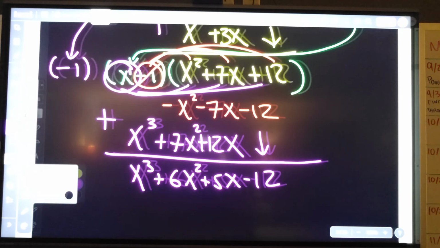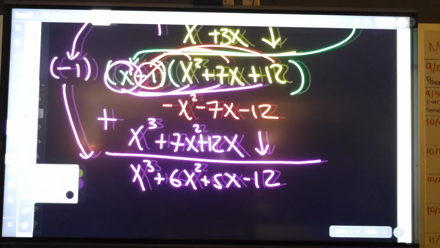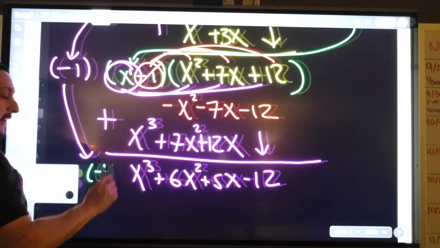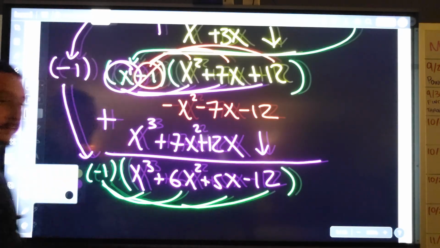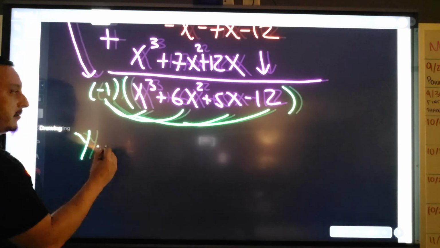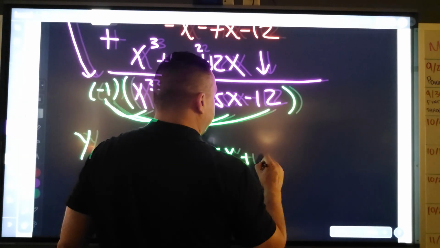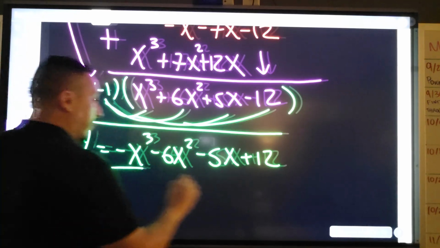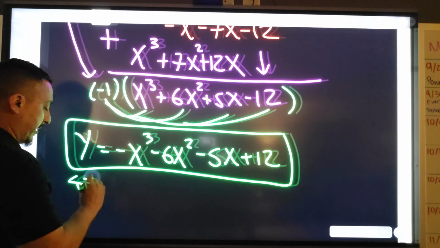When you're doing these, you get so caught up in all the distributing and the adding, it is very easy to forget that I still have that -1 in the front. So don't forget about it. I'm going to take that final answer and multiply it times -1. And so I'm actually done. Y equals negative, do my signs switch again? That right there, guys, is called standard form.